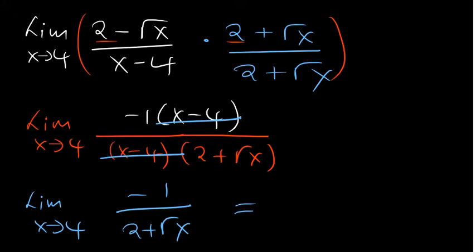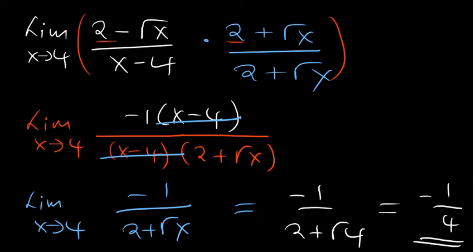So now you have negative 1 over 2 plus root of 4. So you end up with negative 1 over 2 plus root of 4, because you have 2 plus root of 4, which is just 2, so 2 plus 2, 4. So that's our answer: negative 1 over 4.